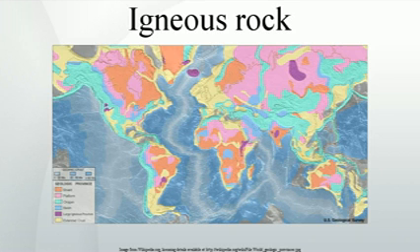Igneous rock. Igneous rock is one of the three main rock types, the others being sedimentary and metamorphic rock. Igneous rock is formed through the cooling and solidification of magma or lava.